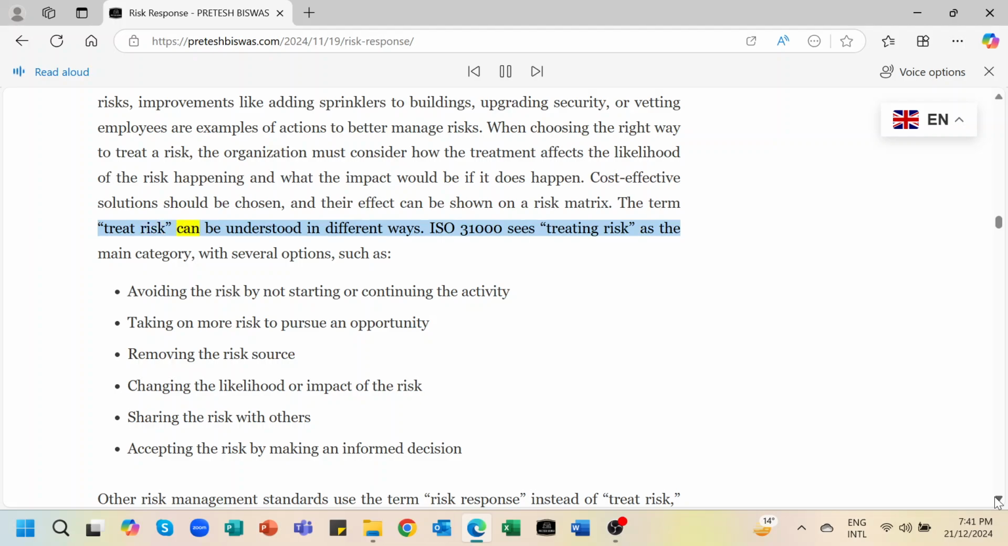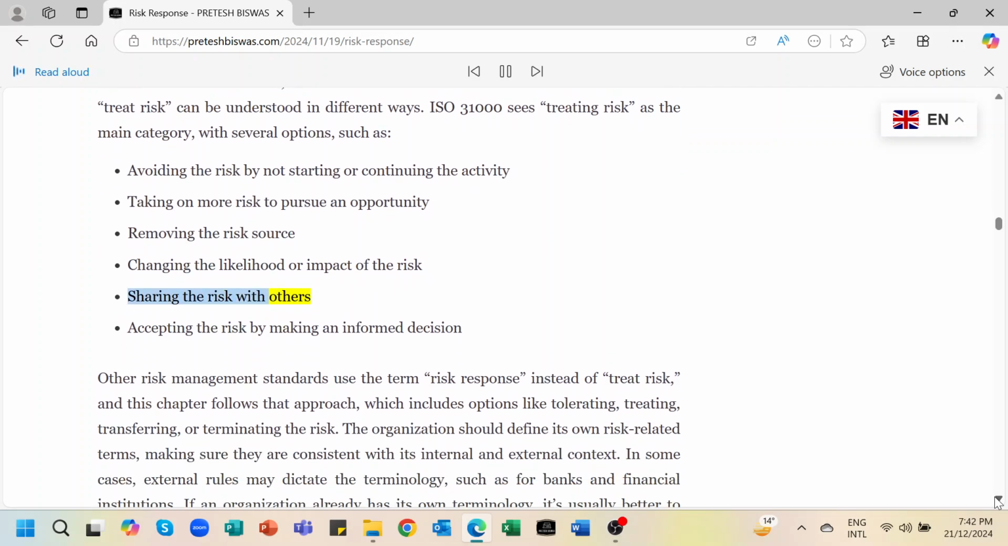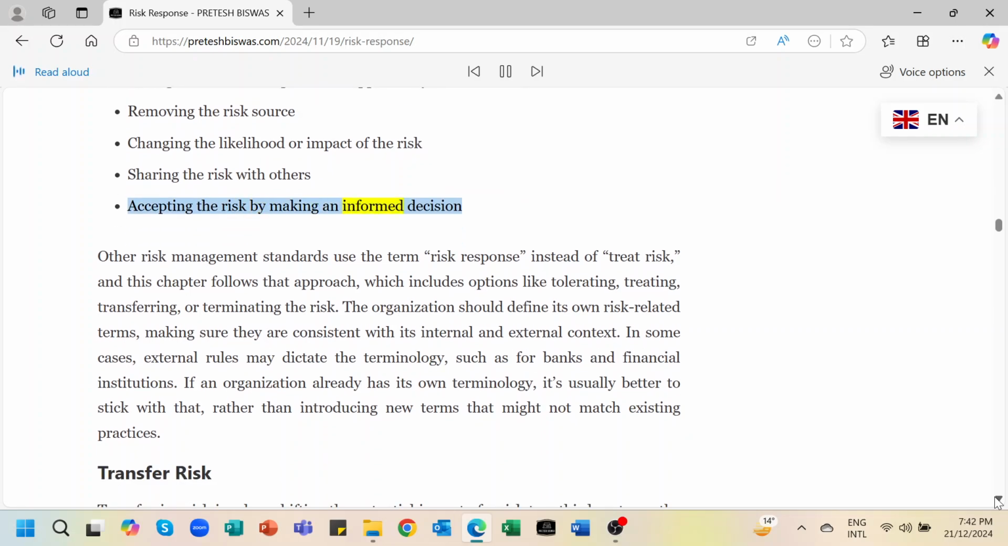The term treat risk can be understood in different ways. ISO 31000 sees treating risk as the main category, with several options such as avoiding the risk by not starting or continuing the activity, taking on more risk to pursue an opportunity, removing the risk source, changing the likelihood or impact of the risk, sharing the risk with others, accepting the risk by making an informed decision. Other risk management standards use the term risk response instead of treat risk, and this chapter follows that approach, which includes options like tolerating, treating, transferring, or terminating the risk.